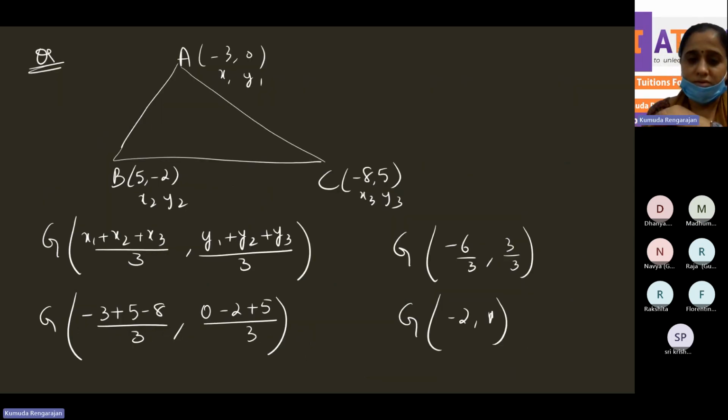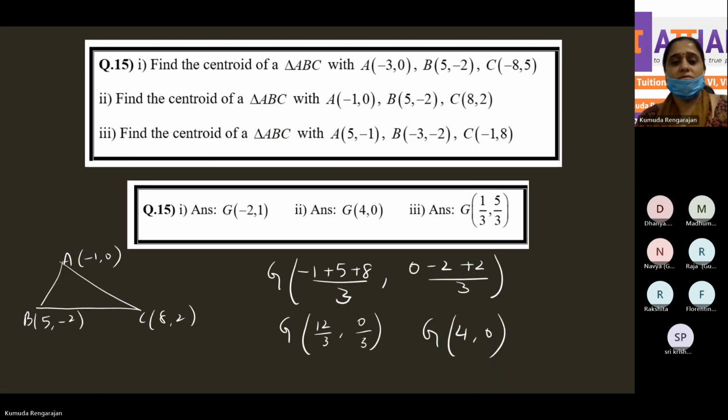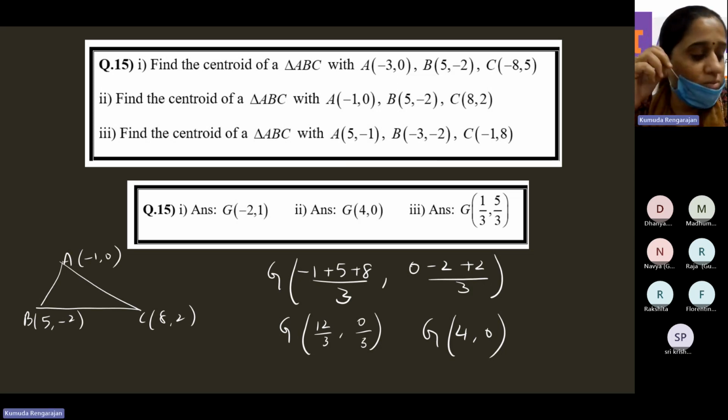Finish this one, all of you. You can do the second one. I've already worked it. Take the second question, subdivision 15 (ii), and find the centroid only using the formula. You can write the formula: G is equal to (x1 + x2 + x3)/3, (y1 + y2 + y3)/3.